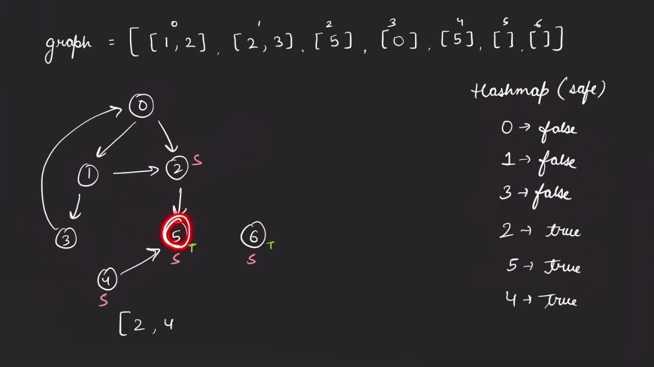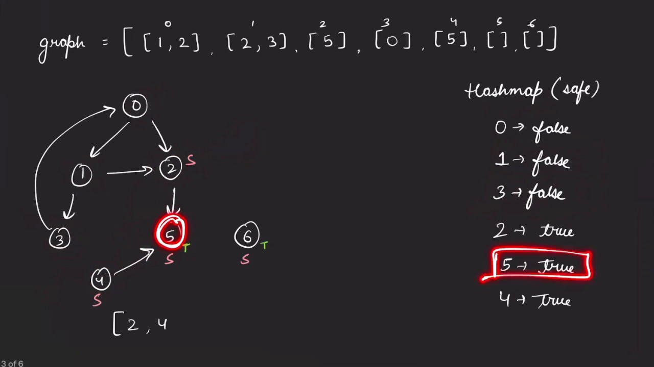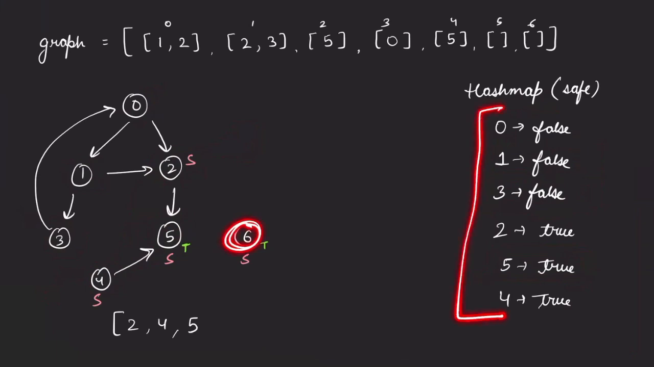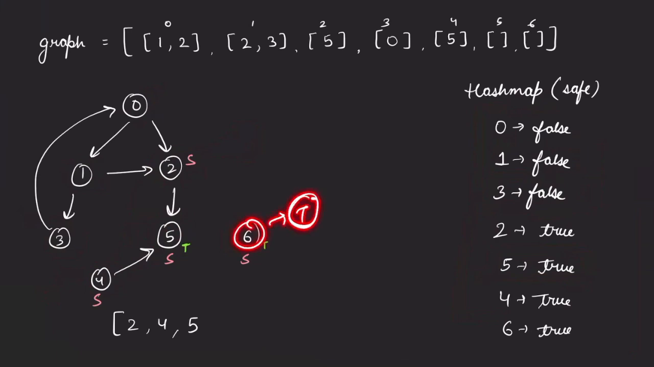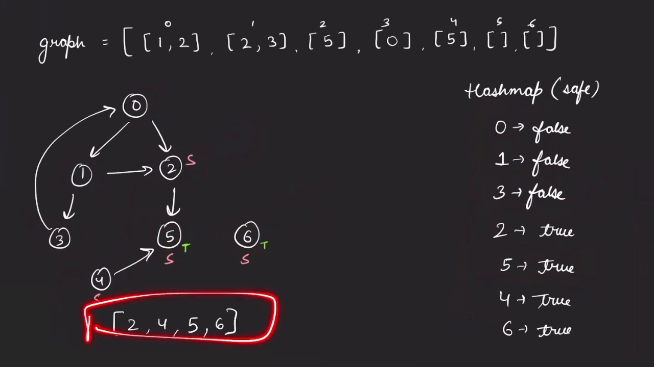Then the next node will be node 5. It is already present in the hash map with a value as true, right? So this will return a true and it will be pushed into our array, right? Then the next node will be node 6. It is not present in the hash map, so we will perform DFS. So first of all, in the hash map, 6 will be updated to false, right? Now 6 is not having any other neighbors, right? So this will be updated to true, and this node 6 will return a true, right? So since this returned a true, 6 will be pushed back into the array, and this is our answer, right?